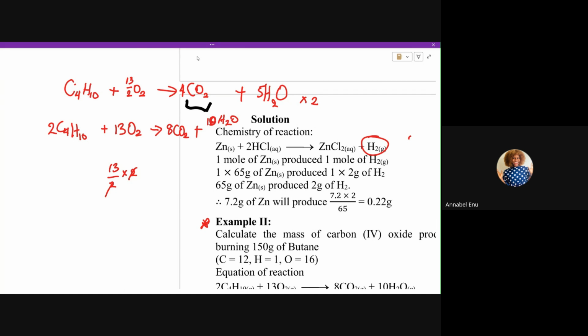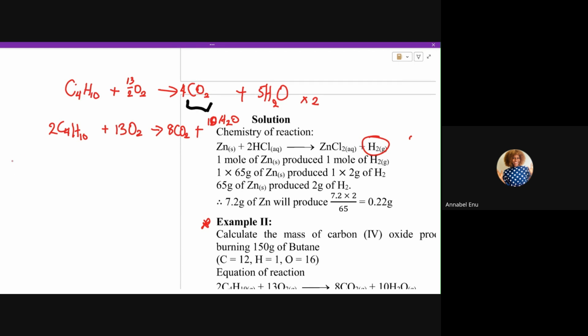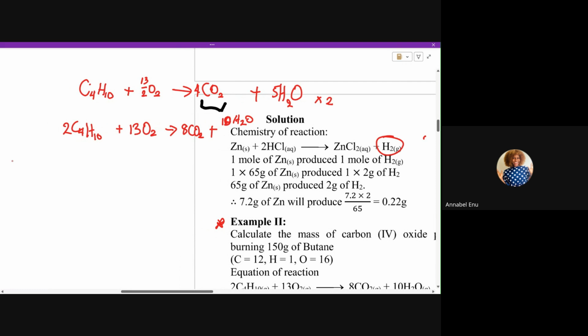Is anyone confused? Melody, Winner, do you all understand? So this is to tell you that sometimes, when we are dealing with mass and mole relationship kind of questions, you have to write your own balanced equation. Not all the time will the question give you. The question will just drop like that. It will not even tell you that you should write a balanced equation. So as a chemistry student, you should know what to do.